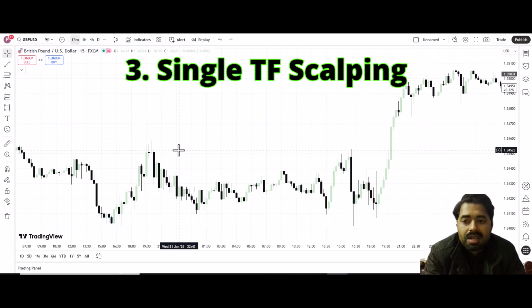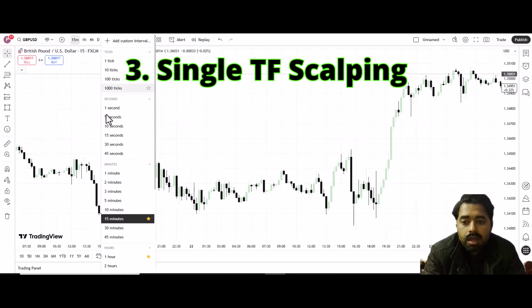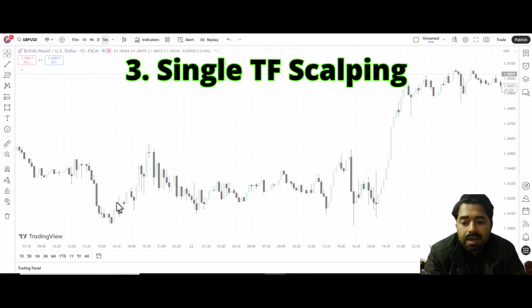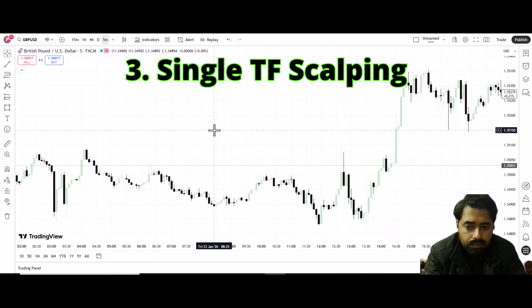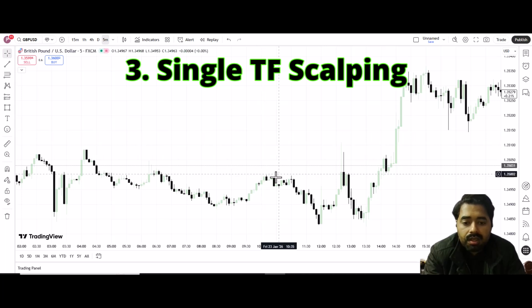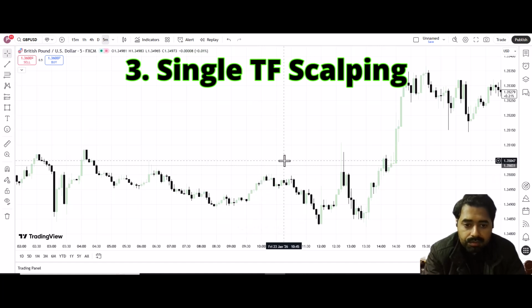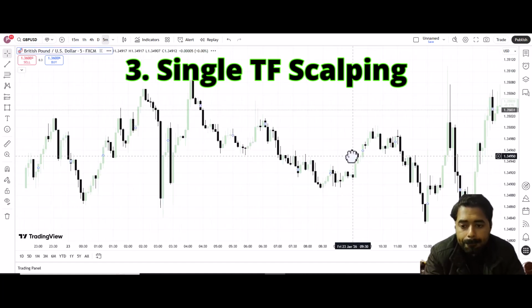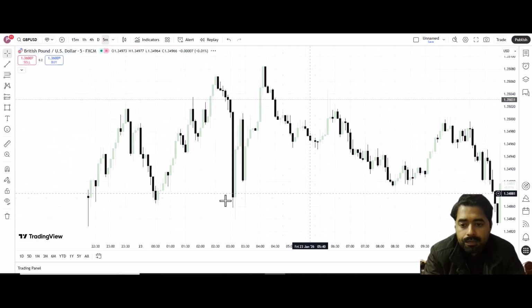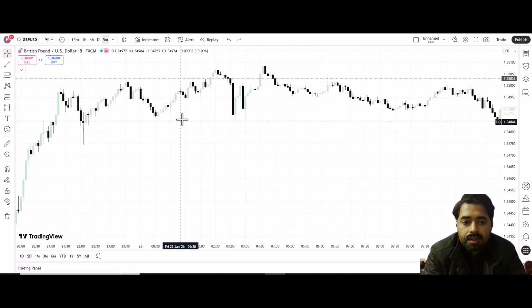Okay, this is a scalping strategy that you can do on a single time frame. You can opt for the 5-minute time frame. Again, look for a market when the price is gradually moving in a tight range, not in a broad range. For example, here you see this range.